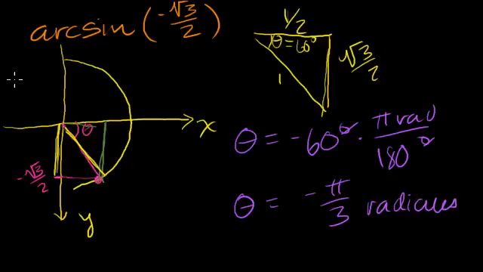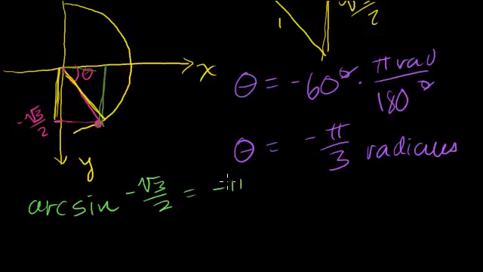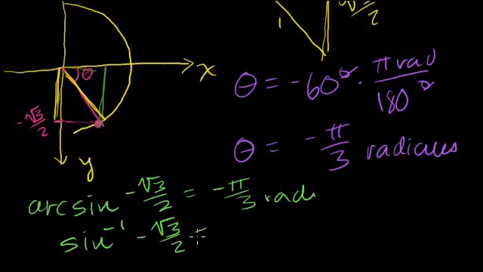And so we can now make the statement that the arcsine of minus square root of 3 over 2 is equal to minus pi over 3 radians. Or we could say the inverse sine of minus square root of 3 over 2 is equal to minus pi over 3 radians. And to confirm this, let me get a little calculator out.